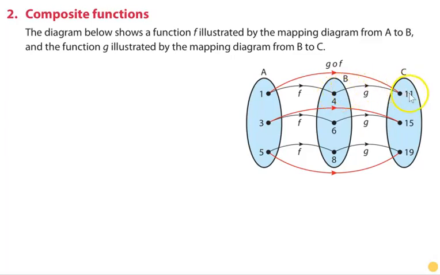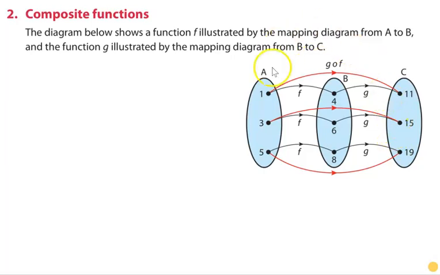And then 4 maps to 11. So this is our g of x function. And again, we don't know what that is. So our f function and our g function are two different functions. Then 3 maps to 6, and then 6 maps to 15, and then 5 maps to 8, and then 8 maps to 19. So I've just followed the black arrows there.